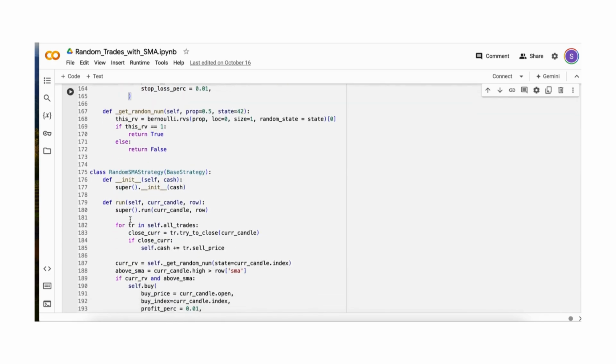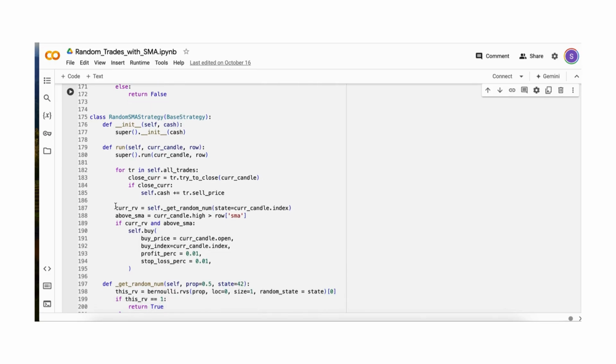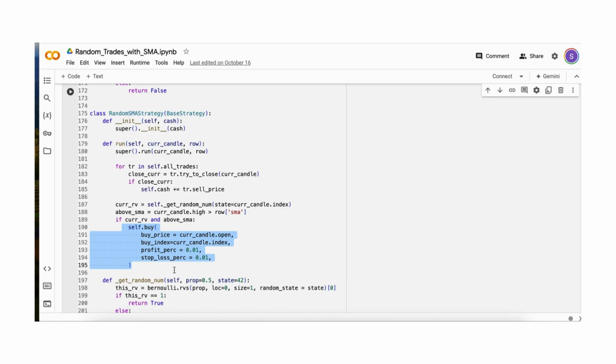Now, the modification in the random SMA strategy is that when we decide whether to enter the trade, we have the current RV, which is the random variable, which we generate simply as before, 0 or 1, and then we generate another Boolean which says whether the high of the current candle is above the SMA of that particular row in the data frame. So only if the high of the current candle is above the SMA and our random variable is 1, we decide to buy using the exact same profit percentage and stop loss. So that is the only small change that we make.